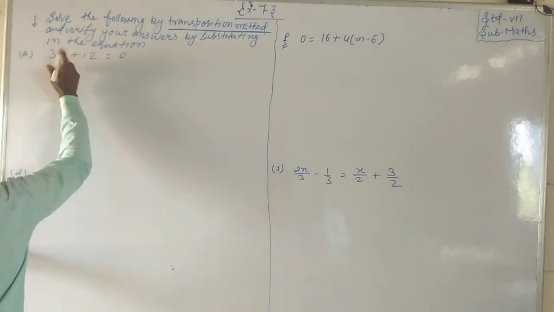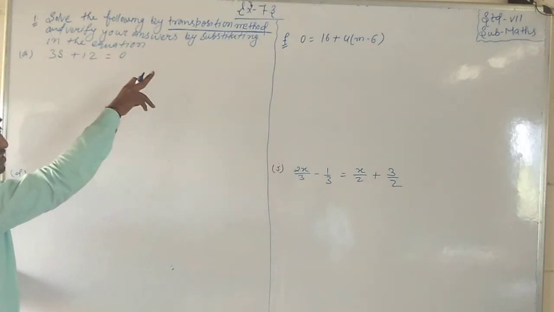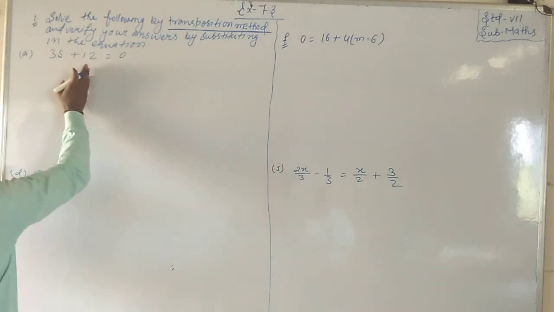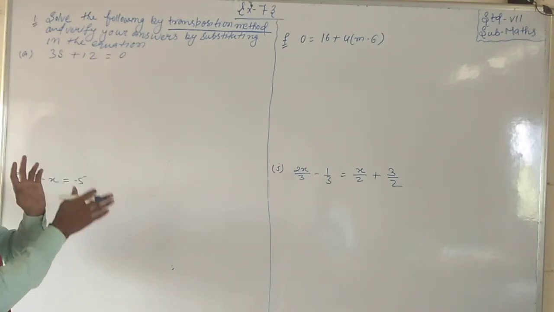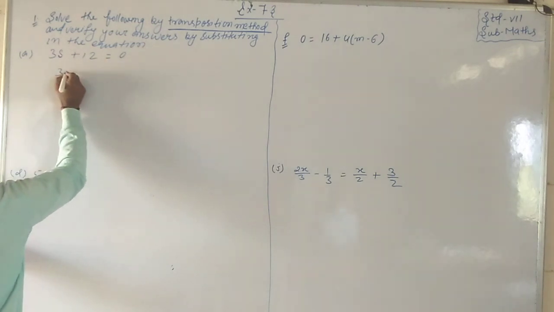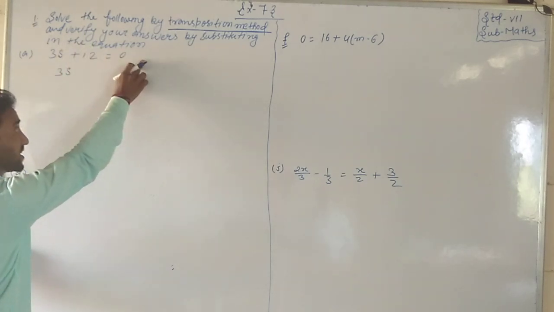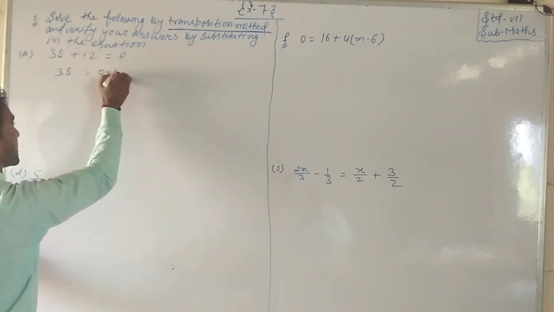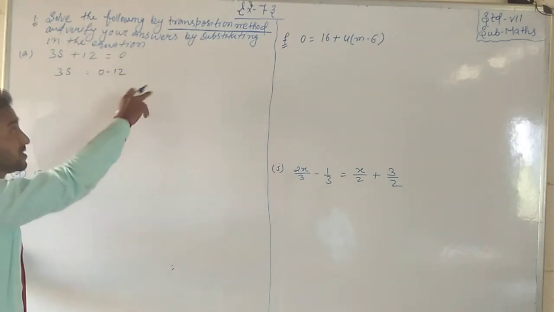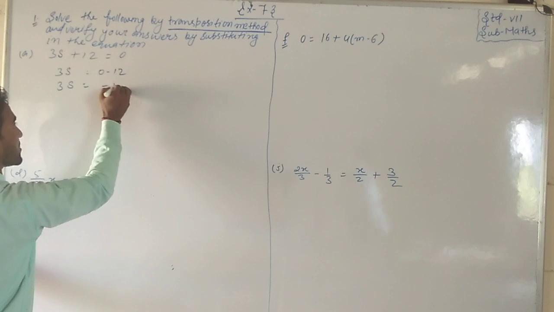The question is 3s plus 12 is equal to 0, by the transposition method. The numerical value given, we will transfer to the other side of the equal sign, LHS to RHS or RHS to LHS. This 12 is a constant, so it will transfer to that side, giving 0 minus 12. Why minus 12? Because it is given as plus, so when it is transposed to the other side, it becomes minus. So 3s is equal to 0 minus 12, that is minus 12.